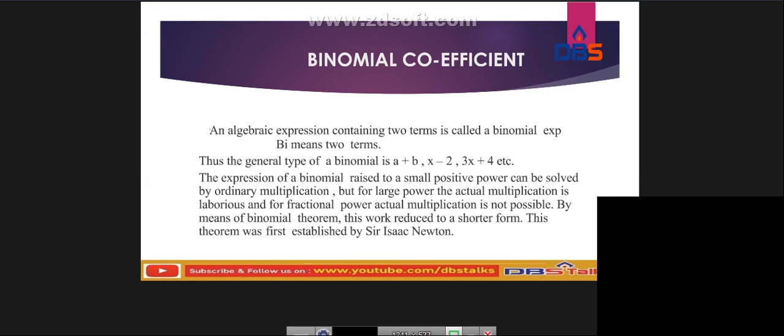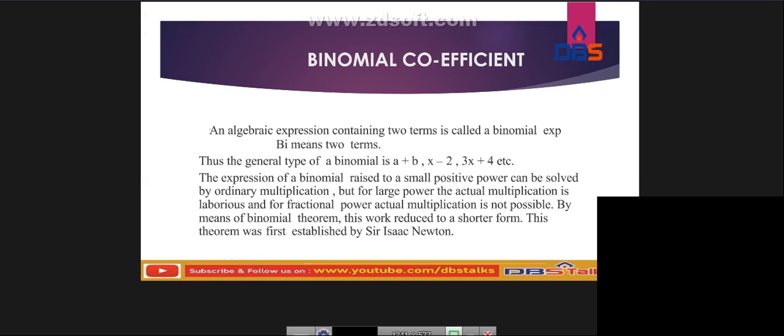Next, the expression of a binomial raised to a small positive power can be solved by ordinary multiplication, but for a large power the actual multiplication is laborious, and for a fractional power actual multiplication is not possible. By means of the binomial theorem, this work is reduced to a shorter form. This theorem was first established by Sir Isaac Newton.